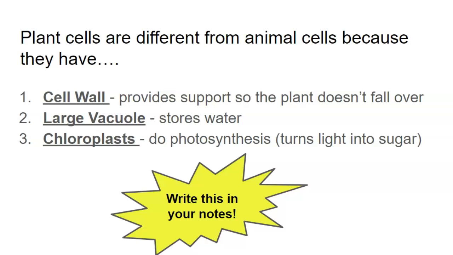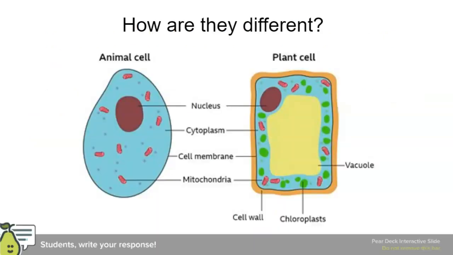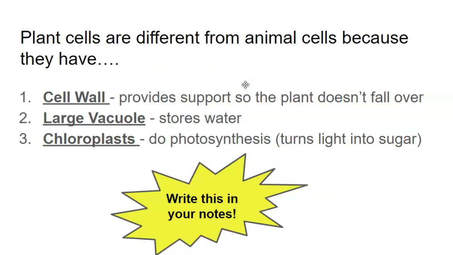The first thing they have is a cell wall. Okay, it's that extra layer around the outside. If we go back here, you can see this extra orange layer, that's the cell wall. The reason plants need a cell wall, they need extra structure.